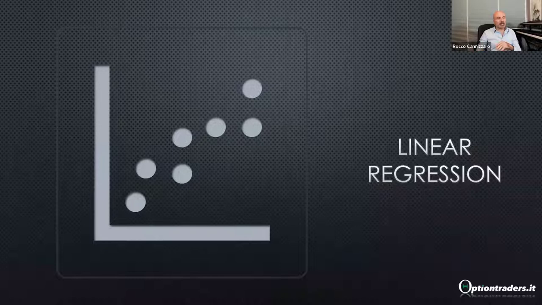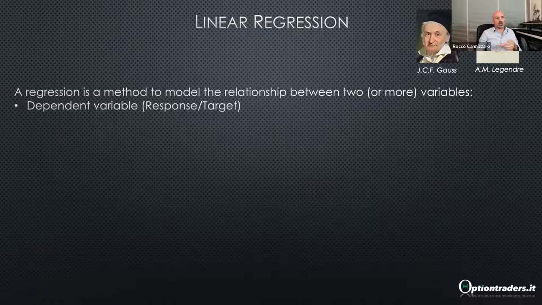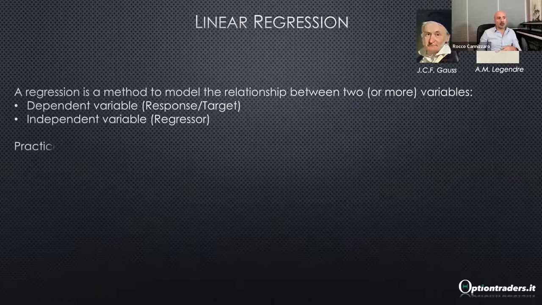Another aspect we have to cover is the concept of linear regression. Essentially, a regression is nothing else than a model that describes the relationship between two or more variables. Usually we call the variable that we're trying to model the dependent variable, or the target or the response variable. And the other variable, the one that explains the relationship, is called the independent variable or the regressor.